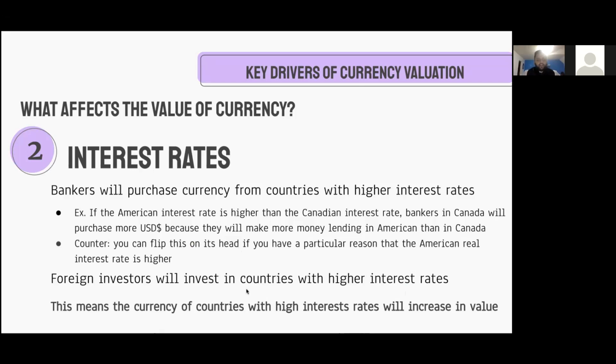Foreign investors will tend to invest in countries with higher interest rates. The reason is that if you're an investor looking for a place to put your money and let it accumulate in value, you will tend to value countries in which your money can accumulate the highest amounts of interest. This is why the currency of countries with high interest rates will tend to increase in value, because more and more money is coming into the country. More and more foreign investors are giving up their currency, putting it out in the open market, and demanding your currency to take advantage of that higher interest rate, which causes the value of the currency to shift.